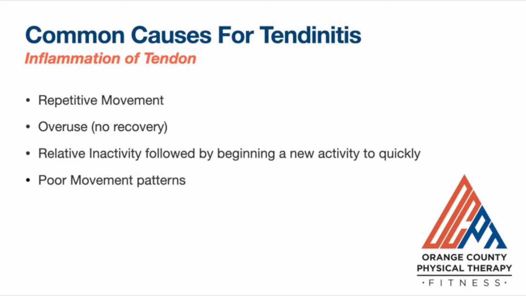Next, and this one we're seeing a lot of this year, 2020, because of the pandemic, but also you see it at the beginning of the year when people are rededicating themselves to getting back to exercise. So it's relative inactivity followed by beginning a new activity too quickly. It's very common to develop tendinitises when we basically go from couch to very active too quickly, and we don't allow ourselves a graded process and time to recover.